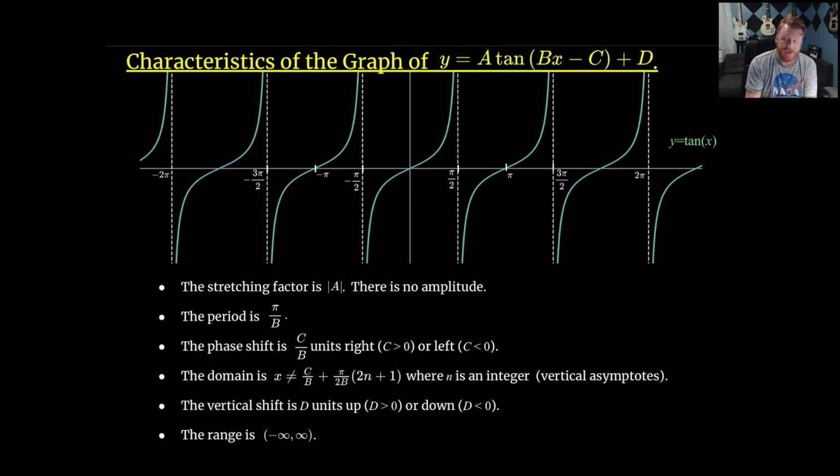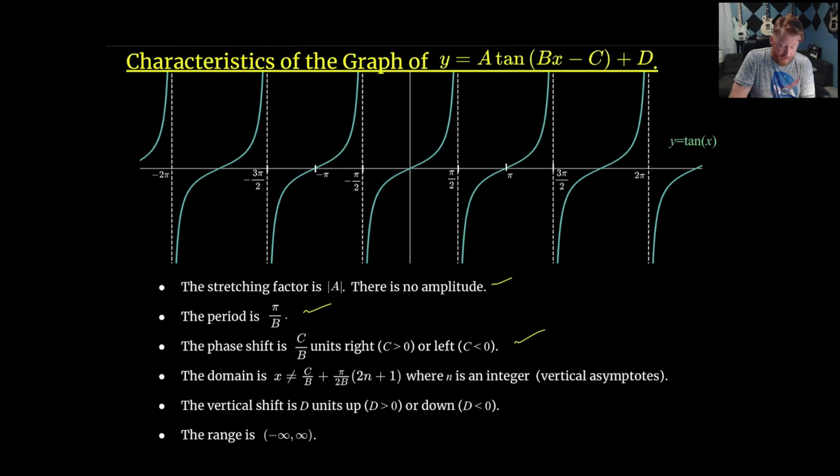The period now is not 2 pi over b, because the period of the tangent function is just pi. So in order to deal with that stretching or compressing, we will still divide that by b. So just something important to notice is we're not doing 2 pi over b for these, we're doing pi over b, since the period for tangent is just pi. The rest of this should look very similar though.